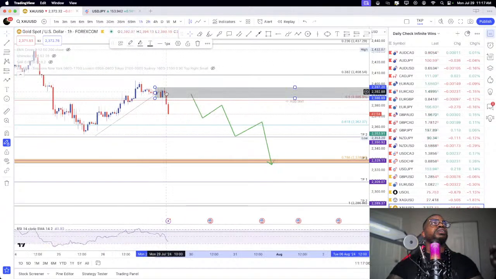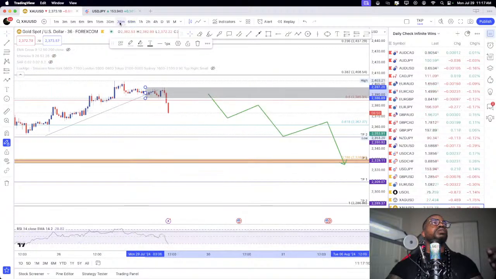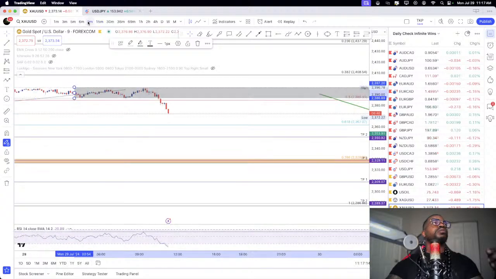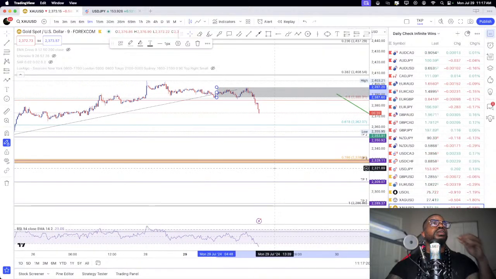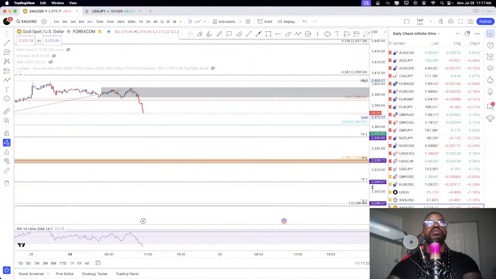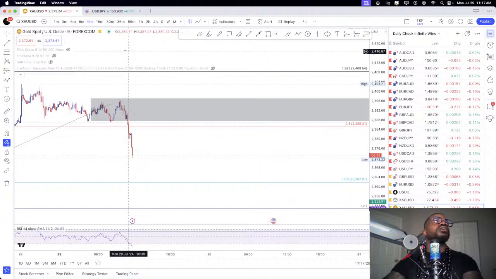Let's see. That's a double top on the 1 hour. Double top there, double top there, double top there. Man, you got a double top on all these different time frames. This is a go. I'm taking this trade. So gold. Let's see. We might hit this Tuesday. I'm putting this trade in right now.